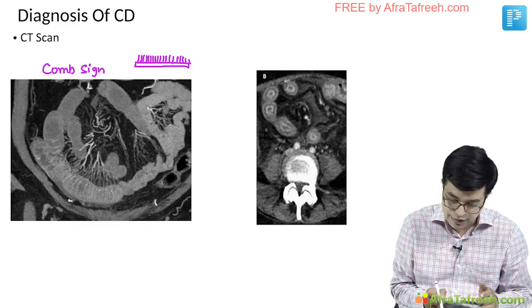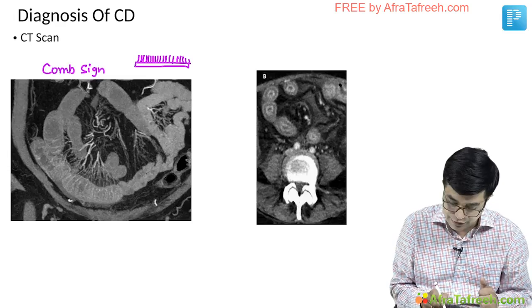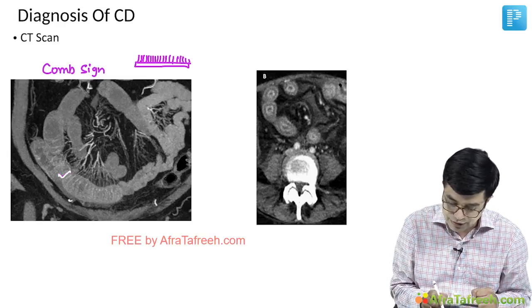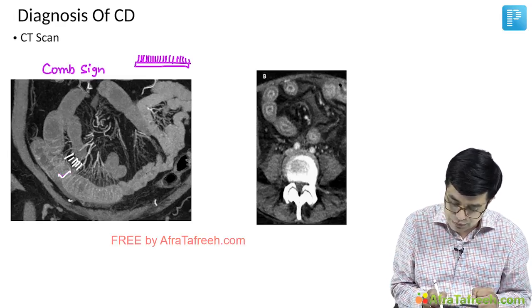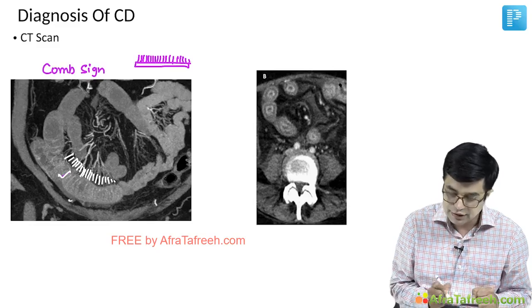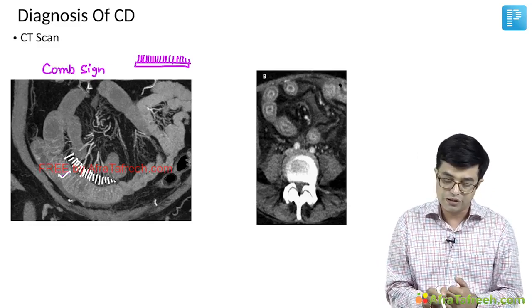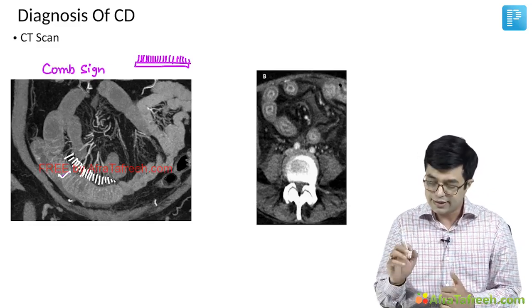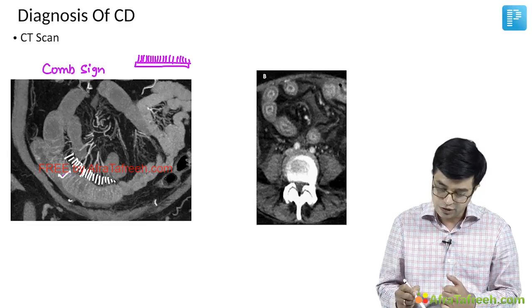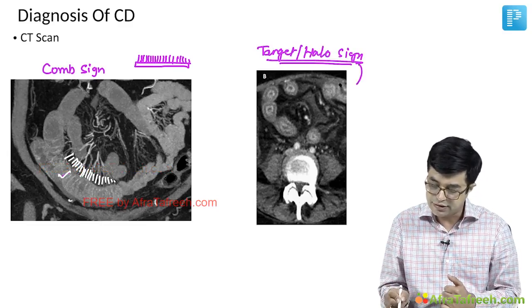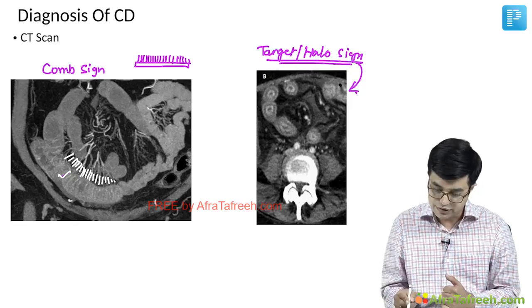So there will be a dilated segment where there will be inflammation in the gut, as you can see here, plus there will be small vessels which will be prominent across the mesentery. This will give an appearance as if a comb is there. We call it a comb sign, which is seen in patients of Crohn's disease. The second sign is called the target sign, also called the halo sign. Target or halo sign will be produced in patients where there are deep-seated ulcers present in Crohn's disease. As you can see in this picture, multiple target or halo signs are being seen.